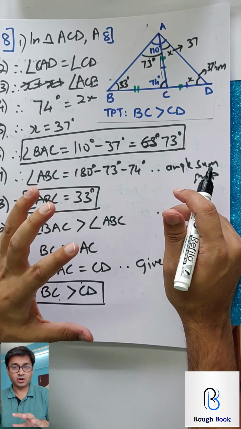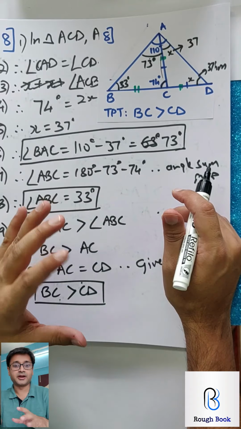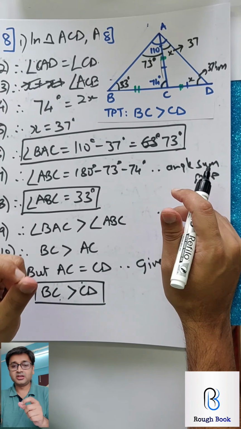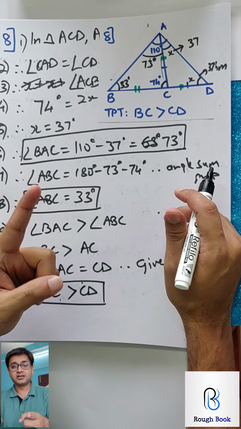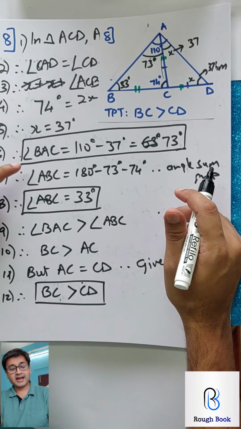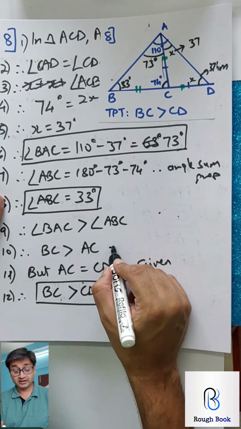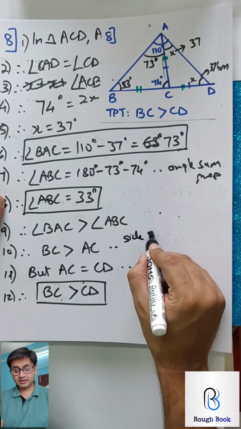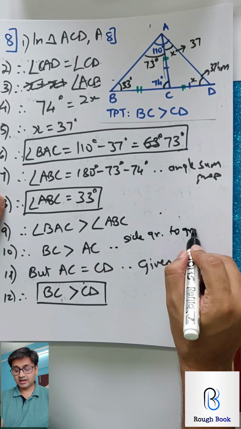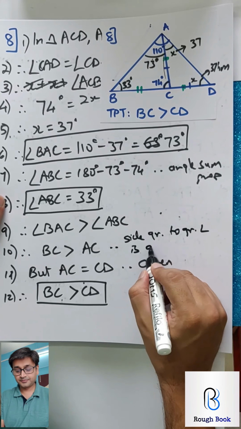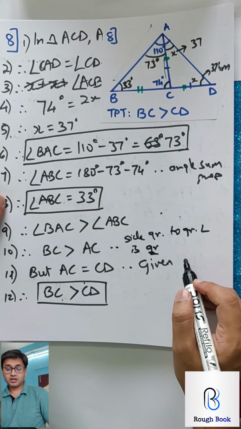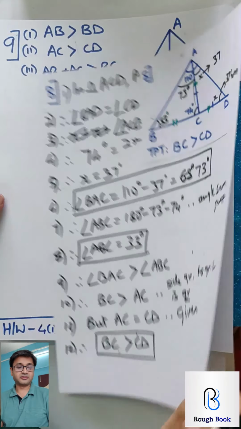Once you enjoy this topic, you know how the logic has to be applied. It's fun. The only thing you have to remember is remote interior angle theorem, angle sum property, and side greater to greater angle is greater. That's it. See, I forgot to write that here. If you forget this, then you've lost 1 mark straight away.